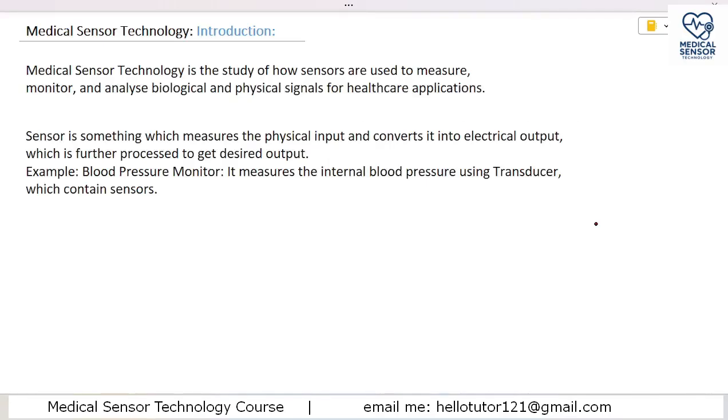Welcome to our course on medical sensor technology. This is our first lecture, and we are going to introduce the medical sensor technology course.